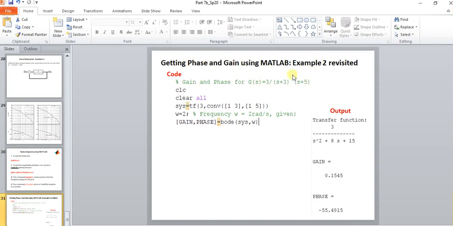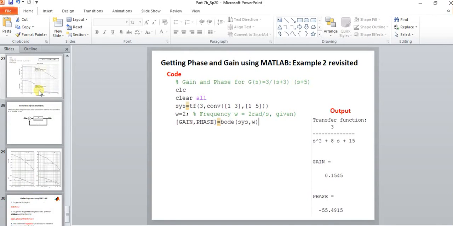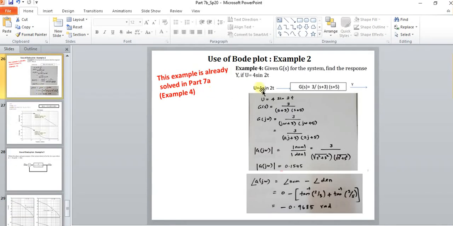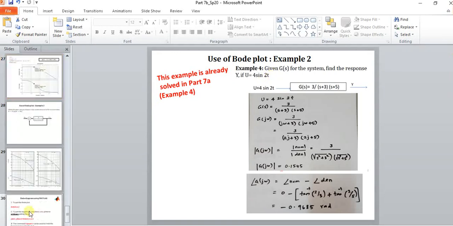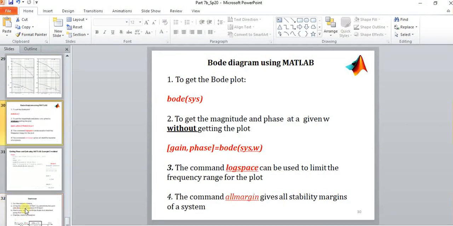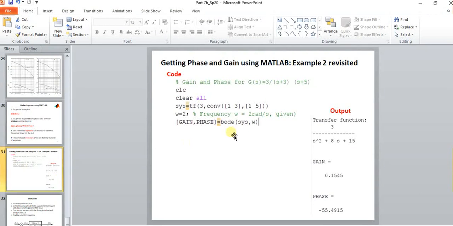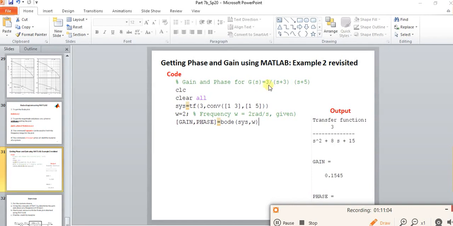That is, for this frequency, it was 2 radians per second. You can go back here. This is 2 rad per second. So for that frequency, only that frequency, I am going to see what is the phase and gain. So this is the code I am going to use. This is the place where I define my transfer function, 3s over (s+3)(s+5).